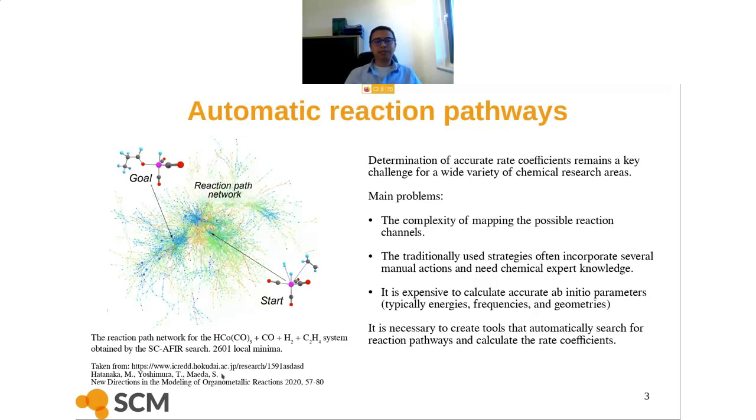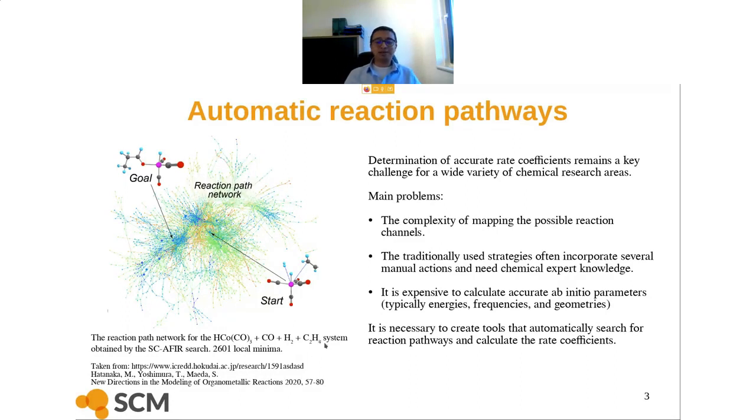If somebody is interested in more details, but the idea is that each dot here, each circle, is a local minimum in an n-dimensional space, and the lines are reactions that are connecting these local minima. So this reaction network corresponds to all the possible reactions starting from this system, which is the cobalt tetracarbonyl hydride reacting with carbon monoxide, hydrogen, and ethylene.